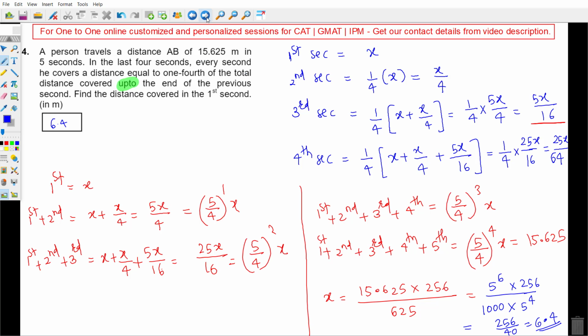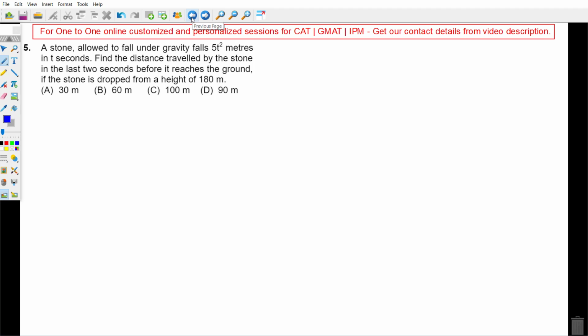Now let's try question number 5. A stone allowed to fall under gravity falls 5t square meters in t seconds. Find the distance traveled by a stone in the last 2 seconds before it reaches the ground, provided that the stone is dropped from a height of 180 meter. Let's read it carefully again.